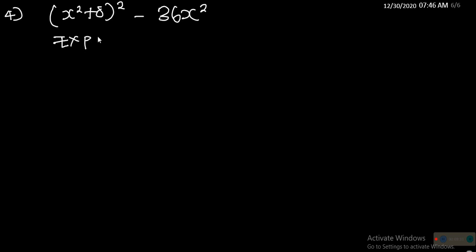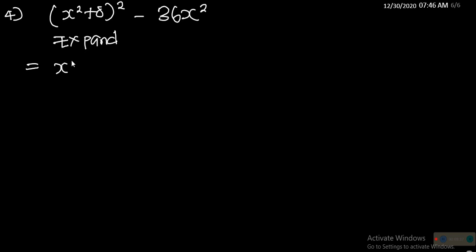Example 4, x squared plus 8 all squared minus 36x squared. So this, of course, here we have to expand before we can factorize. So we have to expand the expression in the bracket before we can factorize.